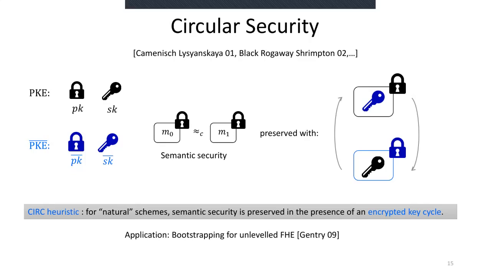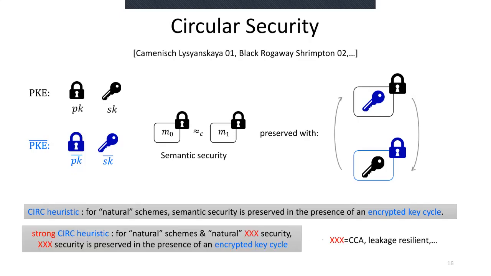So for this particular application, semantic security is good enough, but there's no reason to stop at semantic security. You may also be interested in, for example, chosen ciphertext attack security or some sort of leakage resilience security, and so forth. So there is a natural strengthening of the circular heuristic, which we call the strong circular heuristic, that says for all natural schemes and all natural security notions, the security is preserved in the presence of an encrypted key cycle. This is the heuristic we are going to use.